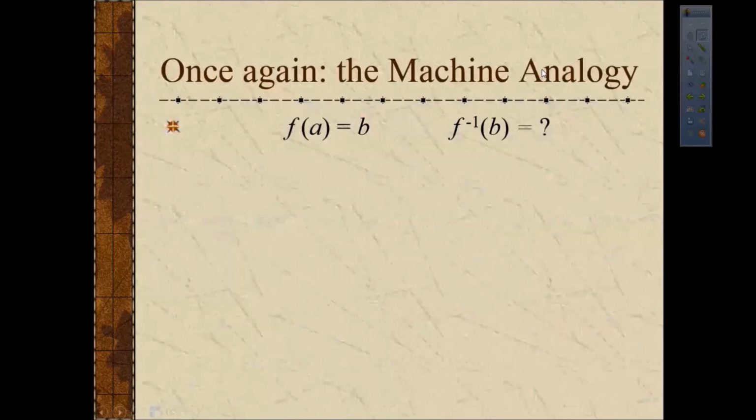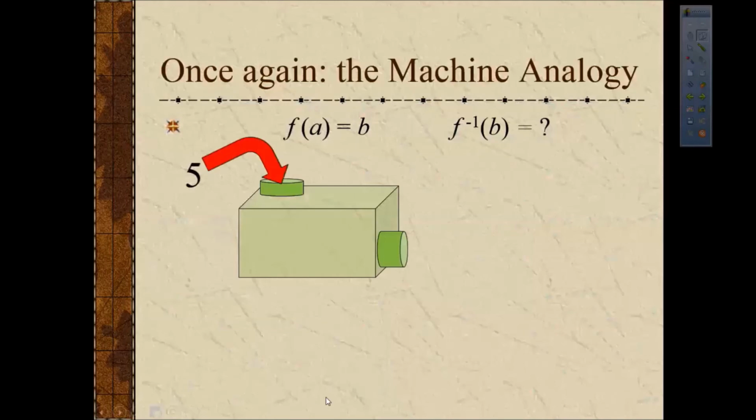Well, let's go back to the machine analogy that we've used for functions before, and we're going to try to answer this little question. If f of a equals b, then what does f inverse of b equal? So remember, this is an input of a that gives an output of b. In the machine illustration here, we've seen, say, an input of 5 that might give us an output of 36. So some kind of processing happens to that 5, it goes through some kind of a formula, and the output is 36. Now the question is, what is f inverse of 36? Is there some way of predicting what the f inverse function will do to 36?